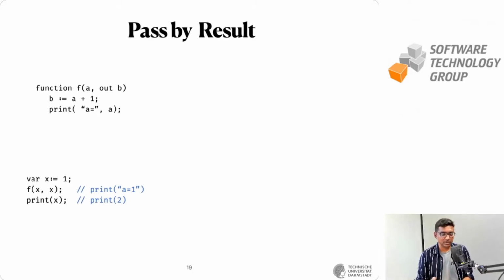So again, you have x assigned to 1. You call f with both x and x, meaning the value of x is bound with a, and the value of x is also bound with the out parameter b, meaning whatever the value of b is after the computation is assigned back to x. This would result in the value of x being 2 at the end of the computation, which is what is printed when you're done with your execution of the function. So that's pass by result.